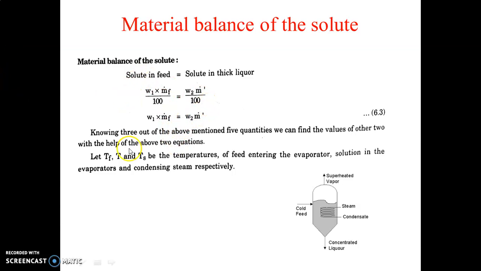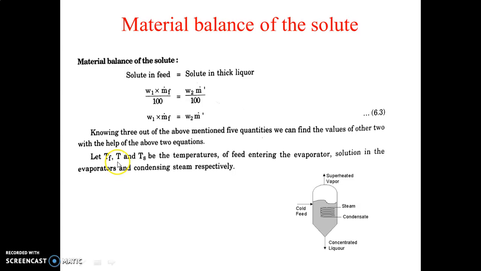So in the previous lecture we had concluded the material balance of the solute. Then we will move to the enthalpy balance or heat balance. Before going to the heat balance, we have to note some parameters or nomenclature. Let Tf be the temperature of feed entering the evaporator. So this is the feed entering the evaporator, and its temperature is denoted by the letter Tf.